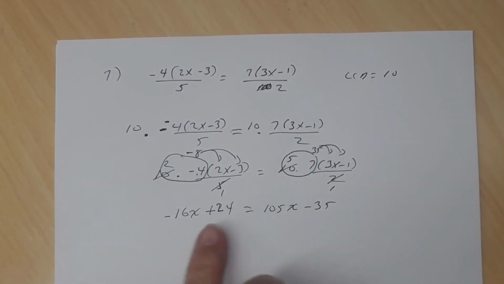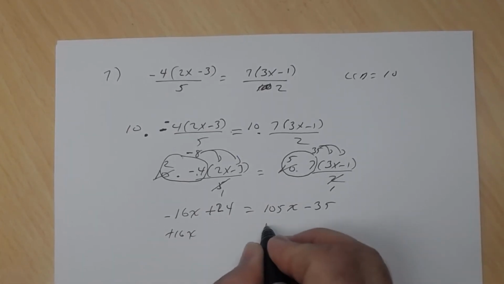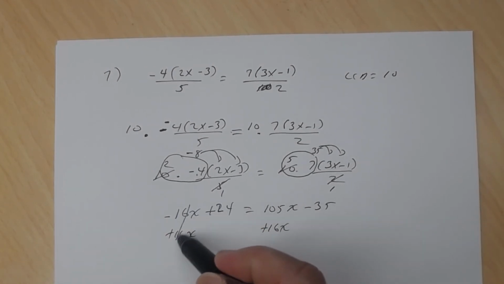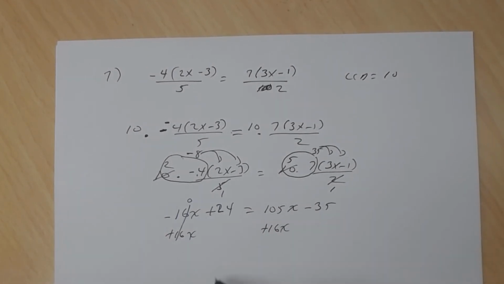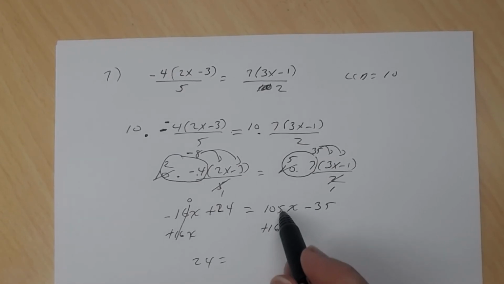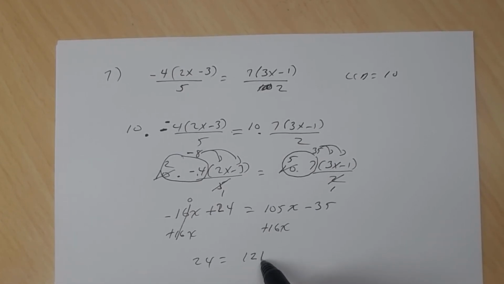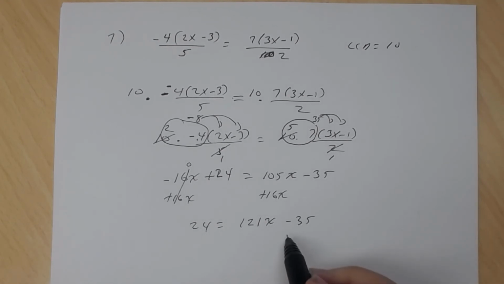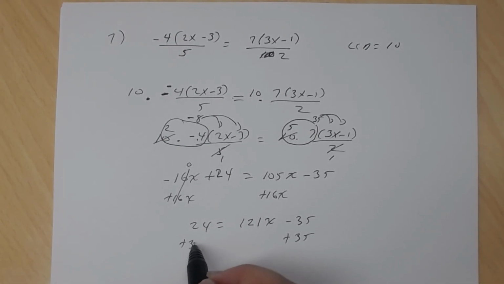So now let's bring all the variables to one side, constant the other. This time let's bring the variables to the right. So I'm going to add 16x to both sides. So I'm using the addition property of equality to combine like terms. A negative 16x and a positive 16x is 0. 0 plus 24 is 24. Equal, and this is going to be 121x. So 105x and 16x, 121x, and then minus 35. I'm going to add 35 to both sides. So I'm bringing all the constants to the other side now. So when I combine like terms, that's going to be a 59 equals 121x.